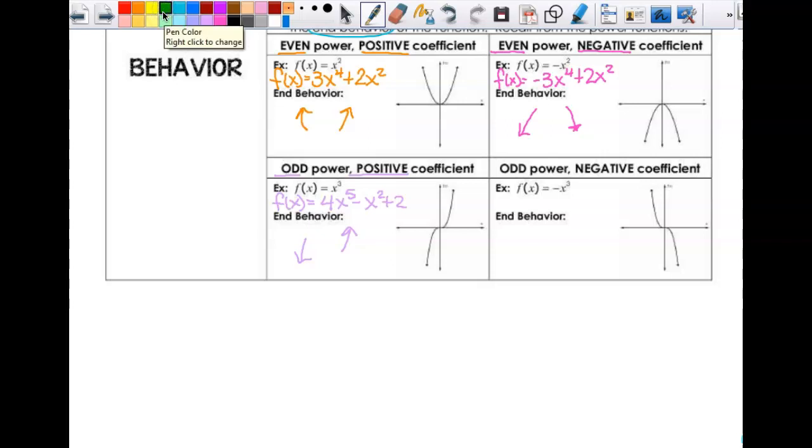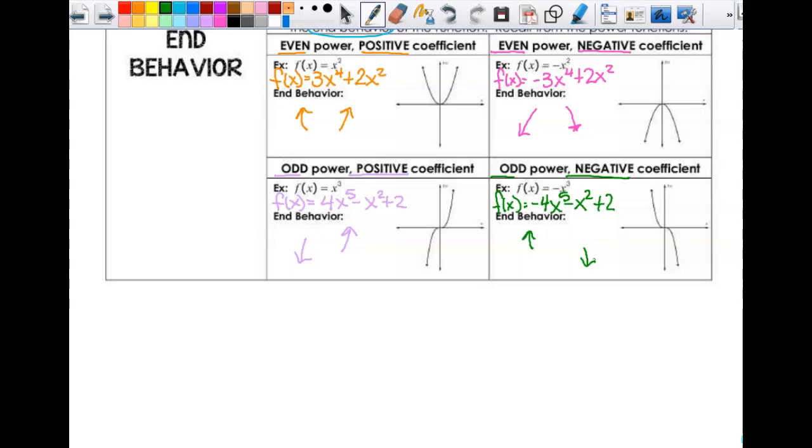And then odd power with a negative coefficient, so let's say f of x equals negative 4x to the 5th minus x squared plus 2. You have no idea what the middle behavior looks like, but this is odd, so the ends are opposite, and it's negative, so it follows a negative cubic, and the ends do this. You'll see why tomorrow that's super important that we know that. It may seem silly right now.